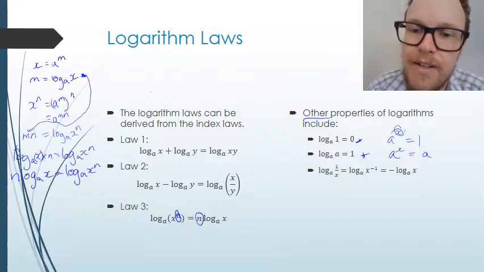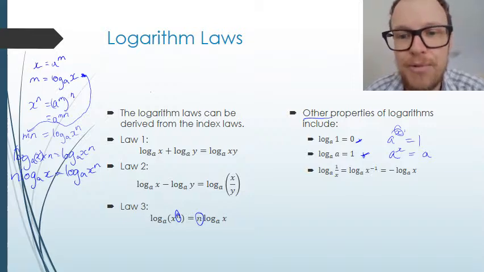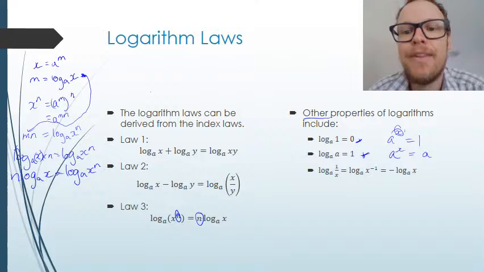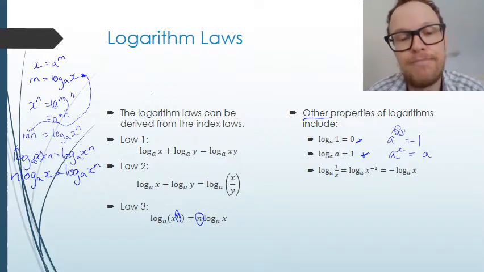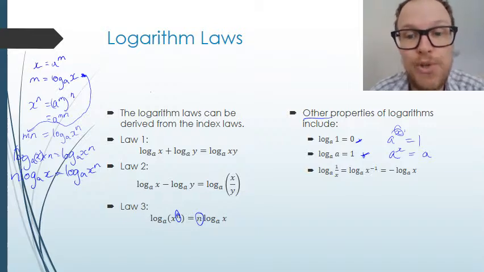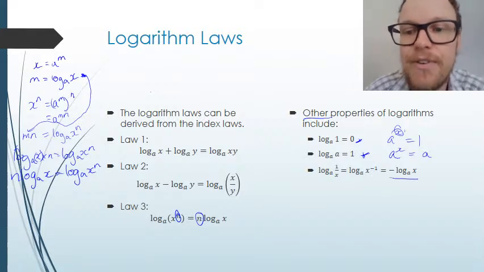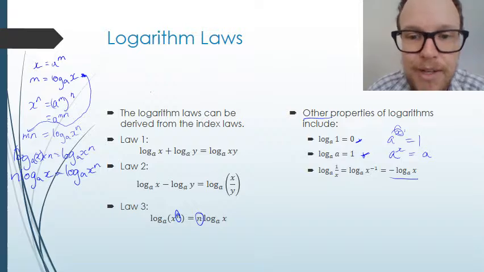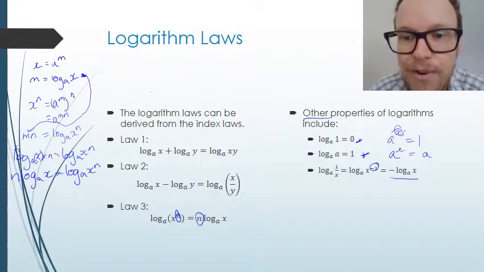So that's why, in a reworking here, log to the base a of a is going to be equal to 1. If I've got log to the base a of 1 over x, then we can rework that using log law 3 to get negative log to the base a of x. So this is using a reworking with law 3, because negative 1 is multiplied out the front to get negative log a of x.